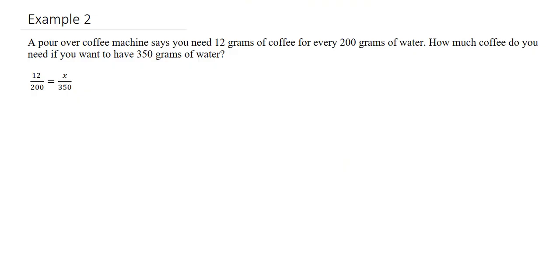So, example 2. A pour-over coffee machine says you need 12 grams of coffee for every 200 grams of water. How much coffee do you need if you want to have 350 grams of water? So this is a proportion problem, and a fun way to solve. I do this a lot when I do my coffee in the morning with my Chemex. We can set it up as 12 over 200 is equal to x over 350. Now we can solve the way we did with the butterfly, or we could do a different method.